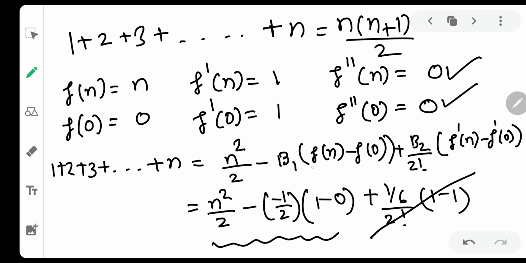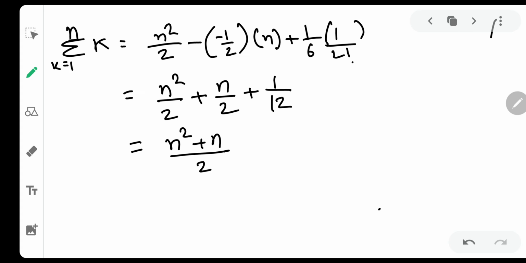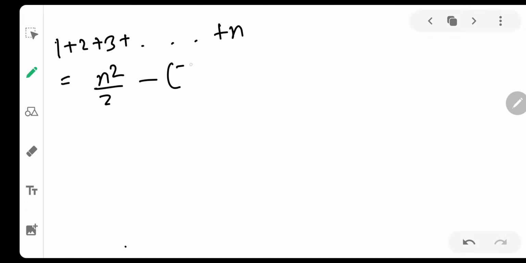Okay, I made a mistake. Fn is n. Very sorry for that. Fn is n and f dash n was 1. Okay, so this will be turning into 1 plus 2 plus 3 up to n equal to n square by 2 minus 1 by 2 and n minus 0. I am just rewriting that part.